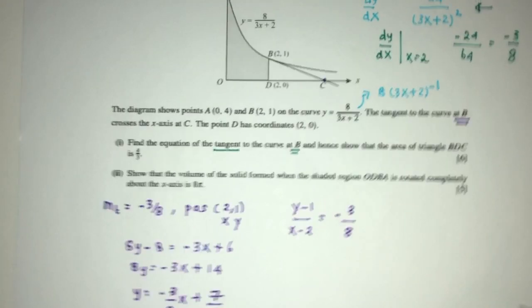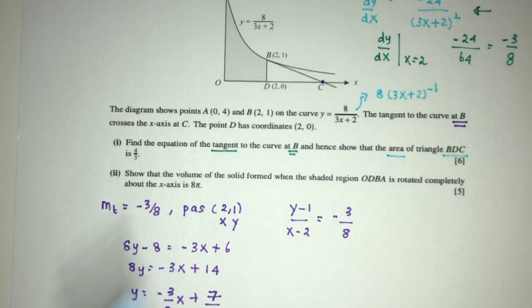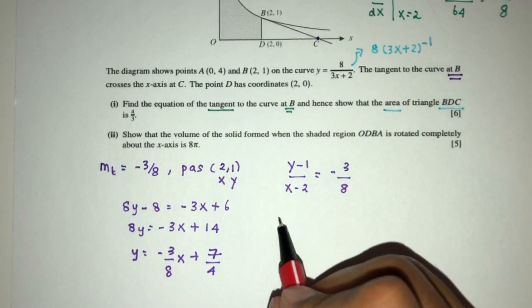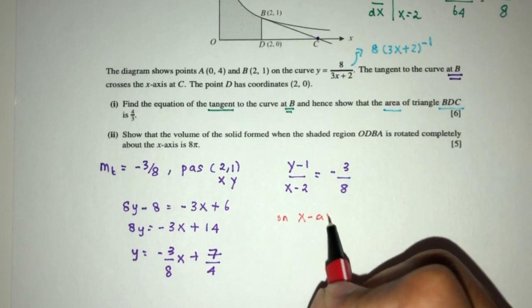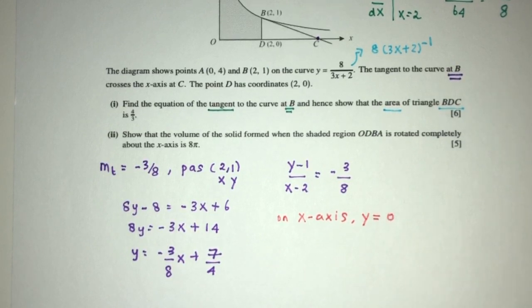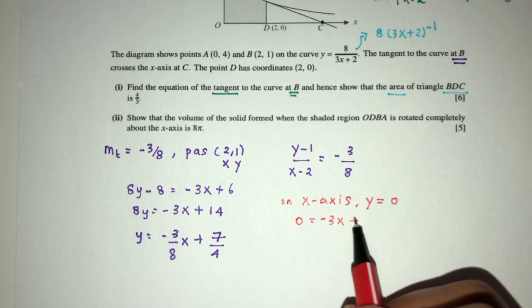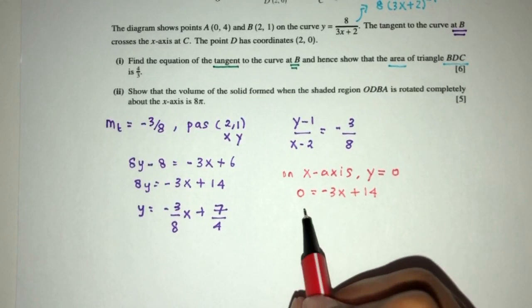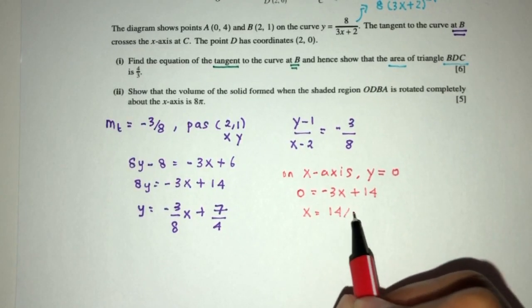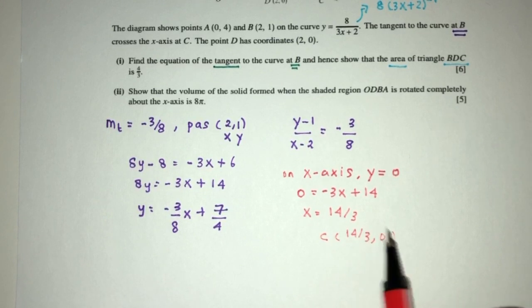Now using this, we have to show the area of BDC. So for BDC, we have to find this point and then find the area. So what is the point C? The point C is on the x-axis. We realize that on the x-axis, the value of y has to be 0. So replace y, 8 times 0 is 0, and that will be minus 3x plus 14. So x will have to be 14 over 3. So the point C has to be 14 over 3 and 0.